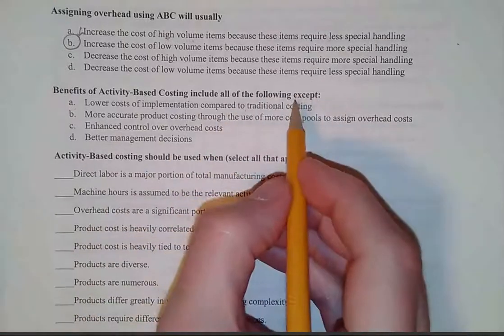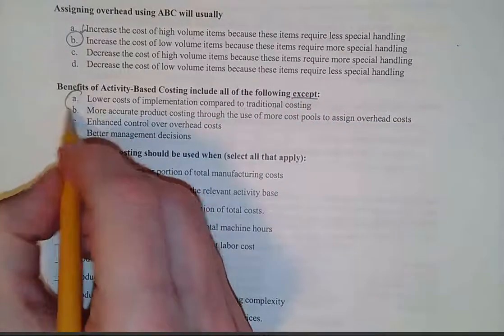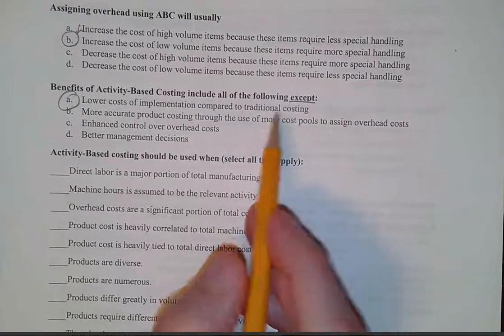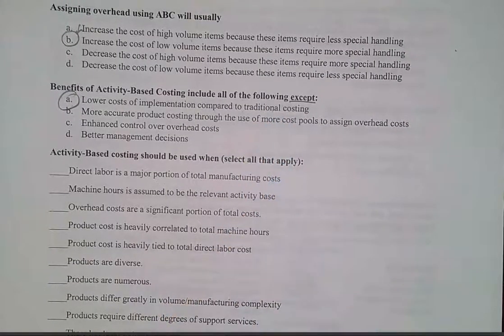Well, this is an except question, and this is for sure going to be the answer, there's no question about it. Activity-based costing is more difficult and it is more expensive to implement than traditional costing. Traditional costing is cheaper and easier, but we give up a lot in the way of accuracy sometimes. Okay, so we had our correct answer right off the bat.